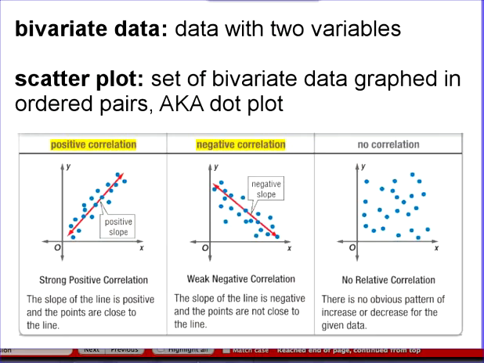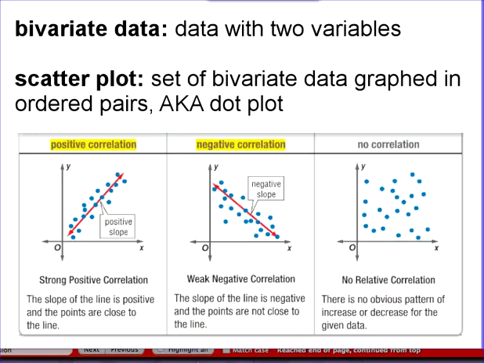So a positive correlation basically means that the data increases over time. It's got a positive slope. Okay? A negative correlation means that the graph kind of decreases. It goes down. So if I were to draw a line that would symbolize the points, it goes down. And then no correlation just means everything's just kind of plotted everywhere.